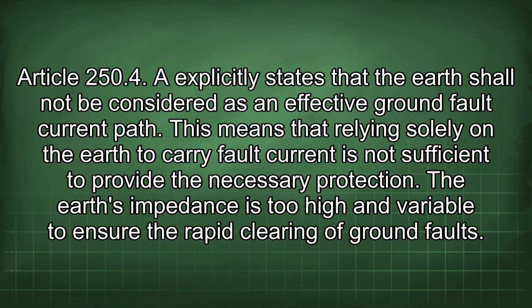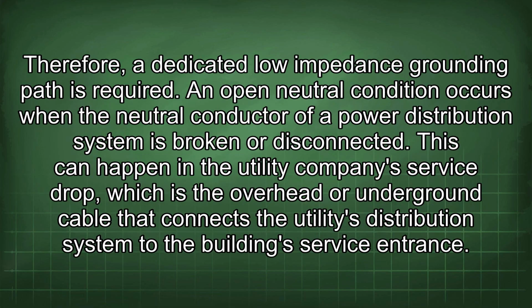Article 250.4 explicitly states that the earth shall not be considered as an effective ground fault current path. This means that relying solely on the earth to carry fault current is not sufficient to provide the necessary protection. The earth's impedance is too high and variable to ensure the rapid clearing of ground faults. Therefore, a dedicated low impedance grounding path is required.